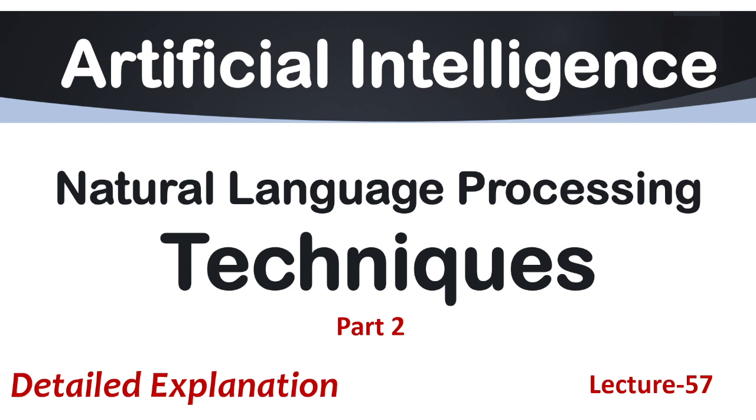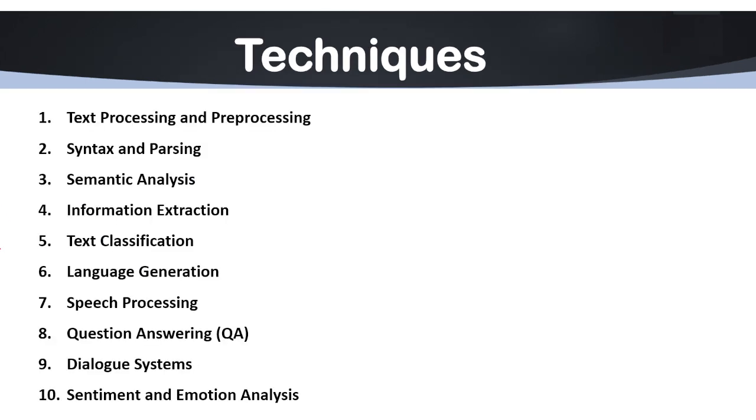So today in this session we are going to discuss artificial intelligence natural language processing techniques. So this is our part 2 of this particular topic. In part 1 students we have already discussed these 5 types of techniques under NLP. Now we'll discuss language generation. So basically students, these techniques enable machines to produce human-like text. If you want to generate human-like text, then language generation technique under NLP will surely help you.